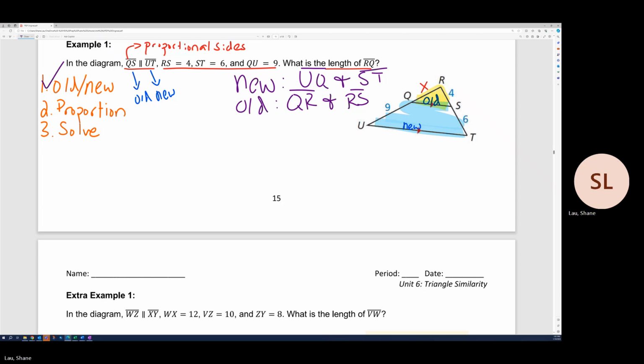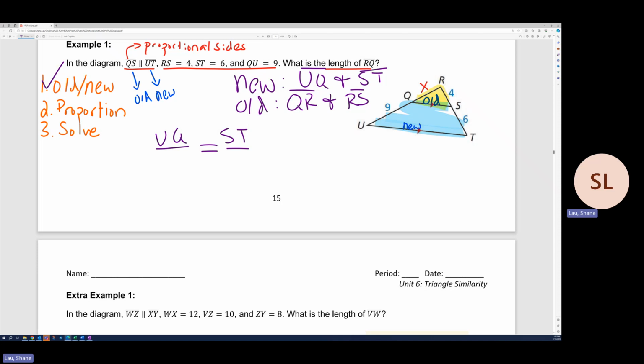Good check mark there. Now we just have to find a proportion. And in order to find a proportion, we're going to take the approach of what it says in the theorem. The theorem said that if we take QS and UT, and if they are parallel, then we're going to take our old and our new and put them into a proportion. So if we want to set up a statement of proportionality, we're going to start with our new on top. Our new, of course, is going to be UQ and ST, like so.